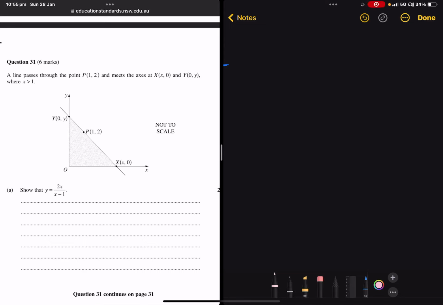Okay, so we're going to have a look at a question from the 2022 HSC Advanced Maths paper. We're told a line passes through the point (1, 2), meets the x-axis at the point (x, 0), and meets the y-axis at the point (0, y). We're told x is greater than 1. Show that y is equal to 2x divided by x minus 1.